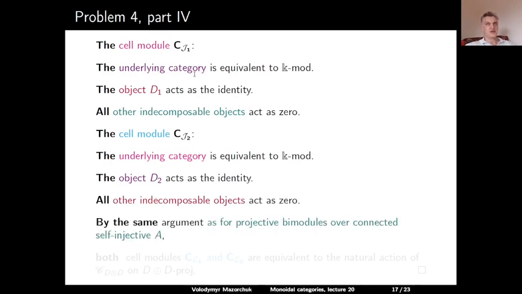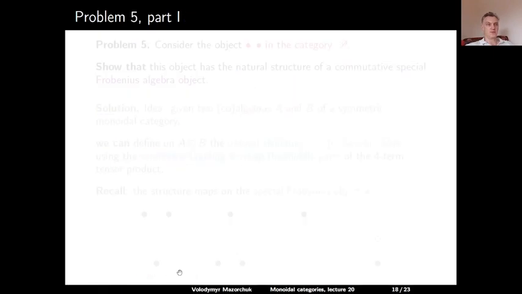And an argument which is similar to the one which we used for projective bimodules over connected self-injective algebras, we see that both cell modules corresponding to the left cells L1 and L2 are equivalent to the natural action of our monoidal category on the category of all projective D plus D modules. And this completes problem 4.